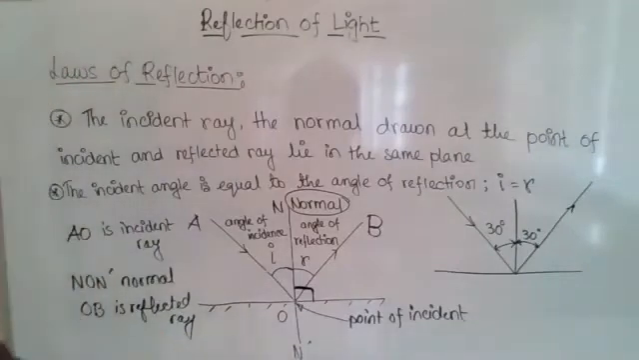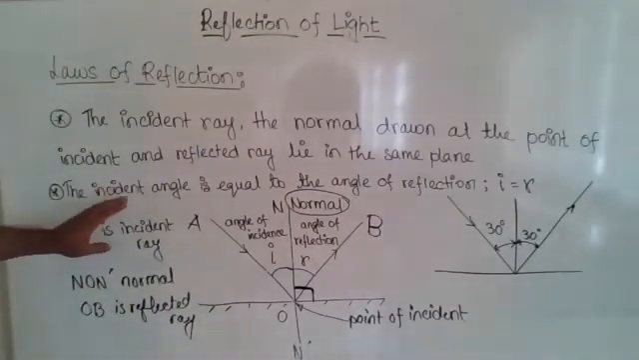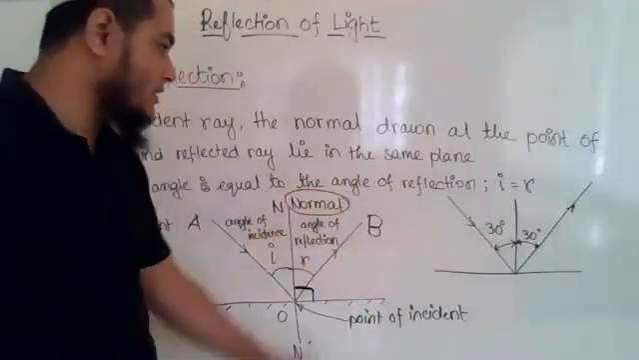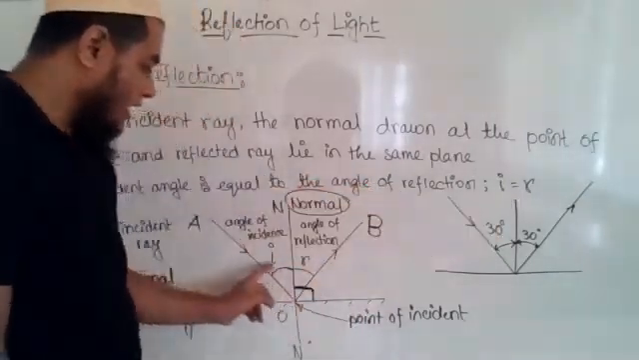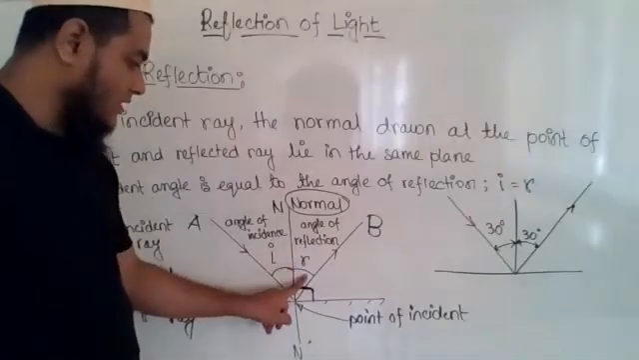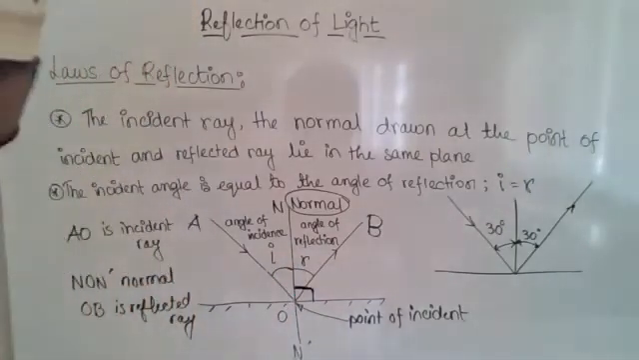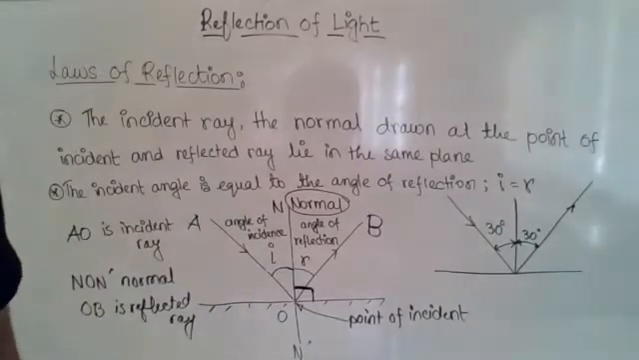Understood? The second law is the most important law. The incident angle is equal to the angle of reflection. That is, I is equal to R. I is the incident angle, R is the reflection angle. So I is equal to R. Understood? Yes, sir. Okay. So I can see that we have only 1 minute left. So whatever we have studied today, kindly take notes.